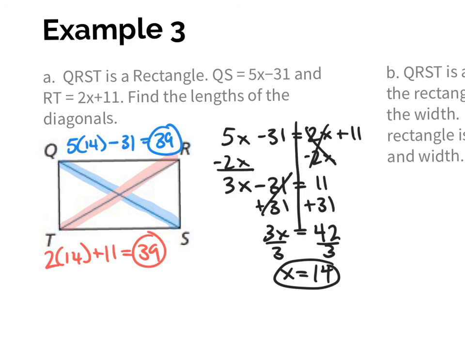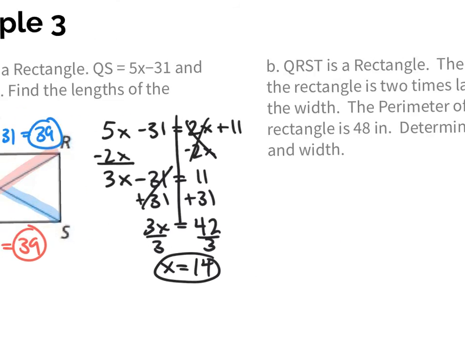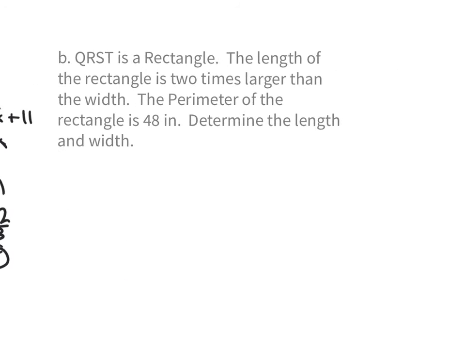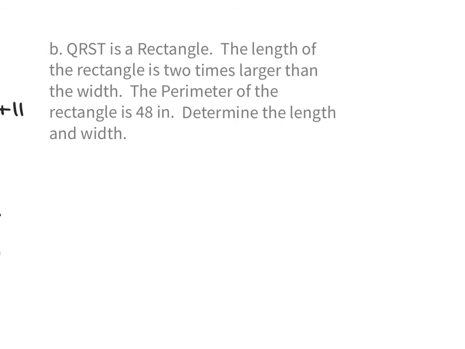By plugging in 14, for Q to S I'll get 39 for its total length. Plugging in 14 for R to T, I would get 39. So again, notice the diagonals are equal in length when I plug in that value for x. All right, next example, digging a little bit deeper with rectangles, using some stuff you already know.